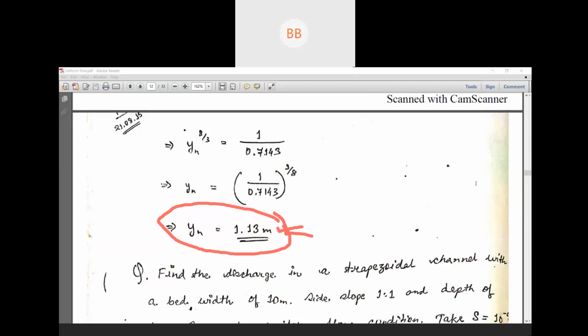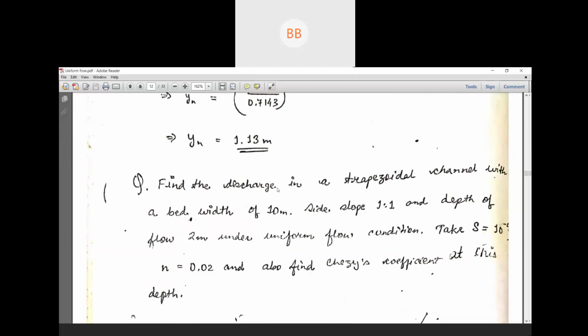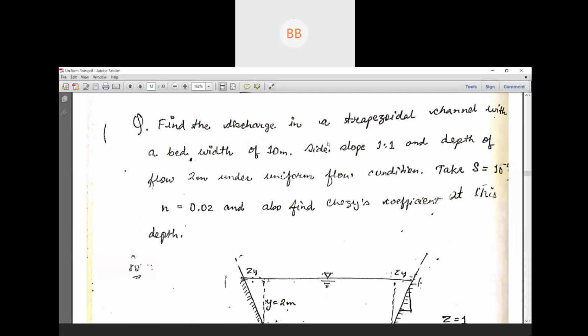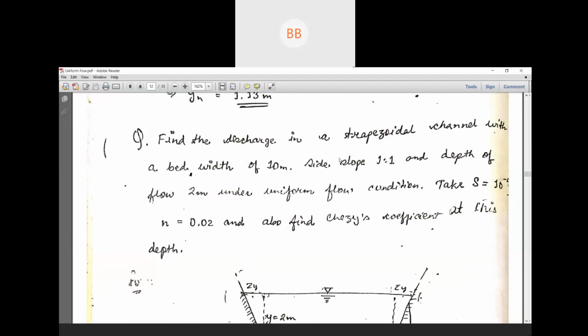Okay. So if you're getting the same value, then we are going to move on to the next numerical. So, next numerical. What is given here? Find the discharge. We need to find out the discharge.